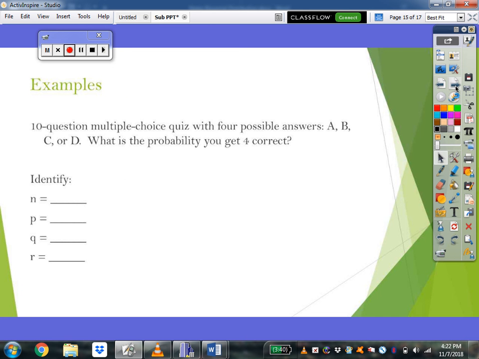Okay. So here's our first question. If you notice, this was the question that we just checked for bins, so we know that we can use it. So we have a 10-question multiple choice quiz. Well, remember, n represents how many? Well, there's 10. So we plug in a 10 right there.